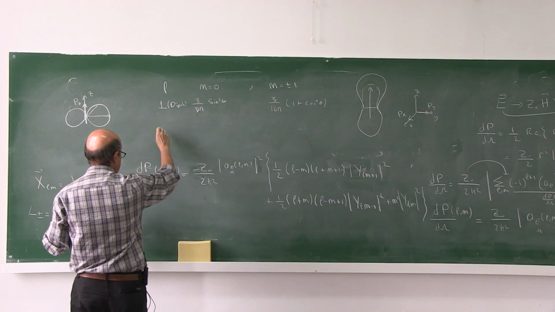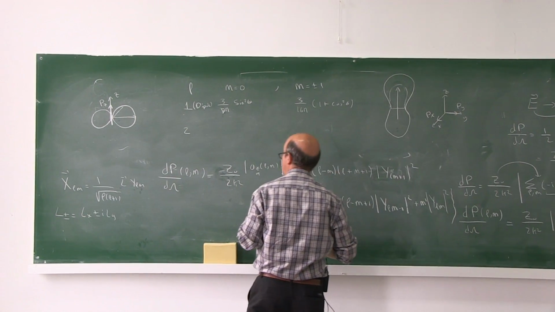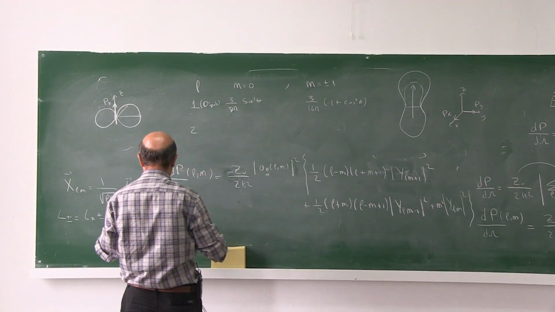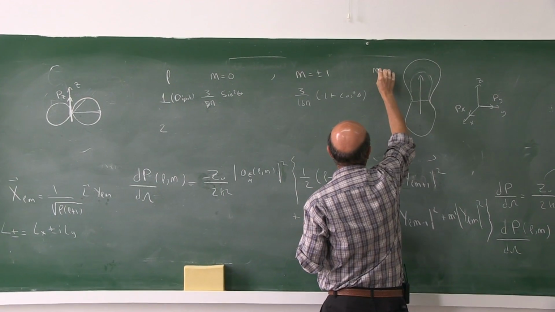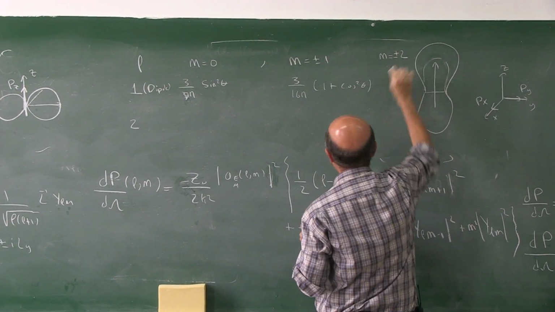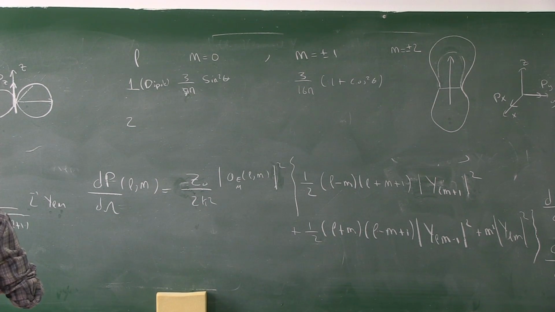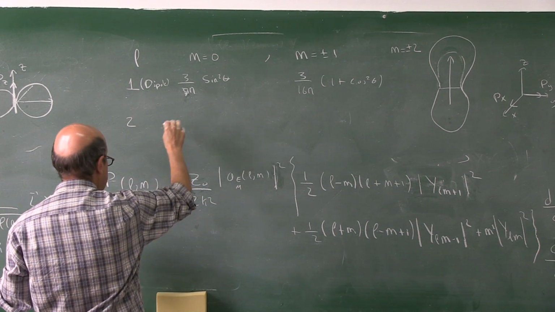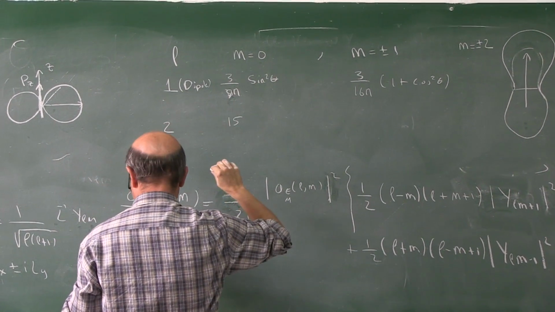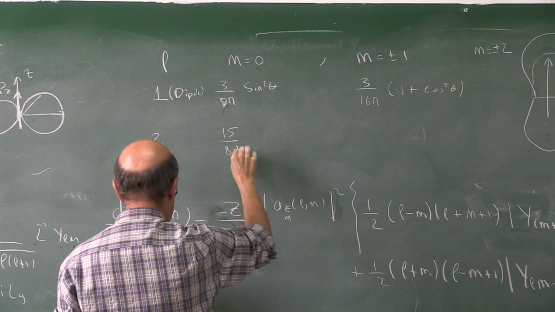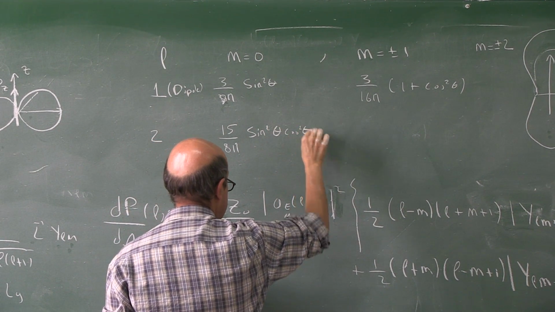L equal to 2 in here, and m equal to 0, m equal to plus or minus 1, and you have another option, m equal to plus or minus 2. Okay, these are the possible options, and all of them have different structures. For example, this one, L equal to 2, m equal to 0, is 15 over 8 pi sine square theta cosine square theta.